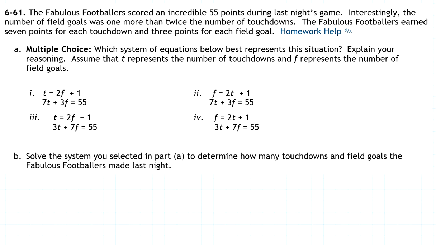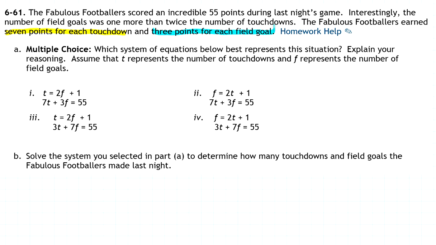The fabulous footballers scored an incredible 55 points during last night's game. Interestingly, the number of field goals was one more than twice the number of touchdowns. The fabulous footballers earned 7 points for each touchdown, and they earned 3 points for each field goal.